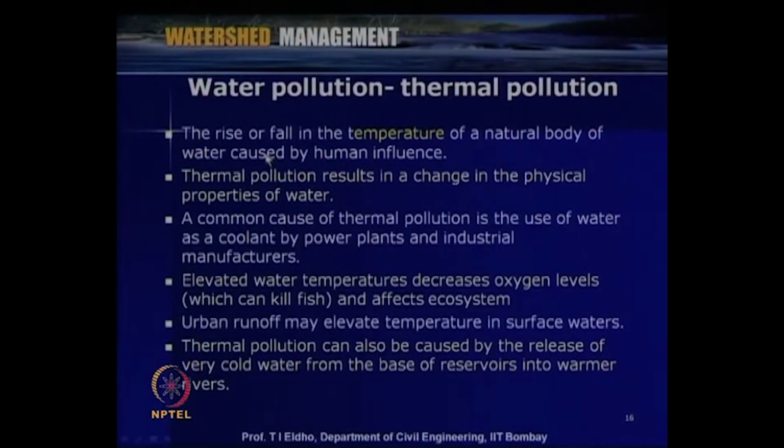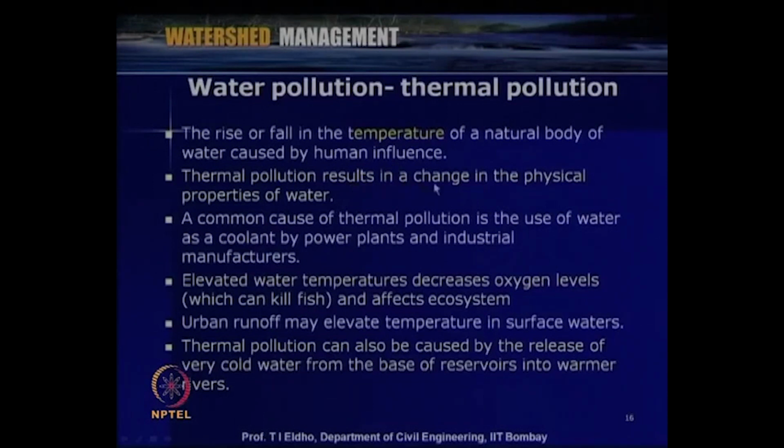And then as I mentioned, nowadays a lot of water is used for power generation and cooling, we use a huge quantity of water. So thermal pollution is a major source of pollution. Let us look into this slide where some of the important aspects of thermal pollution are discussed. The rise or fall in the temperature of a natural body of water caused by human influence, this is thermal pollution.